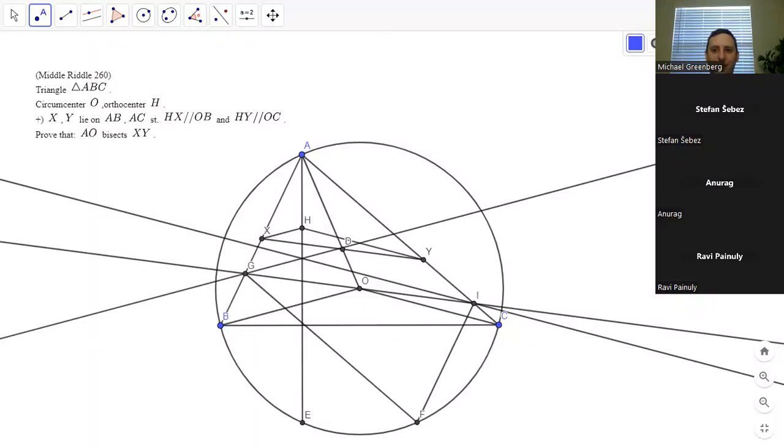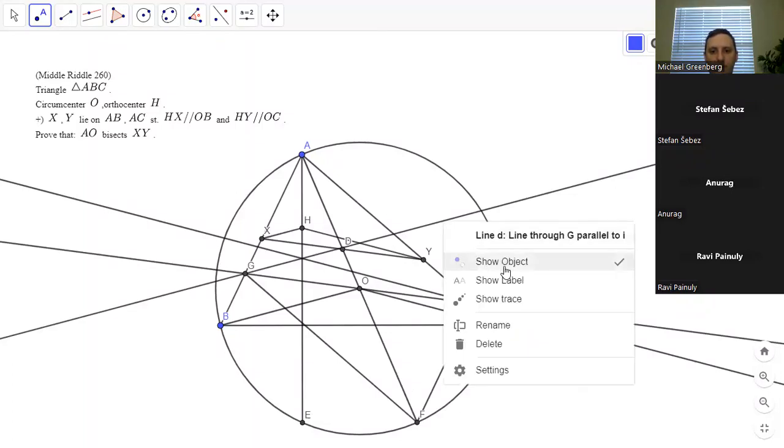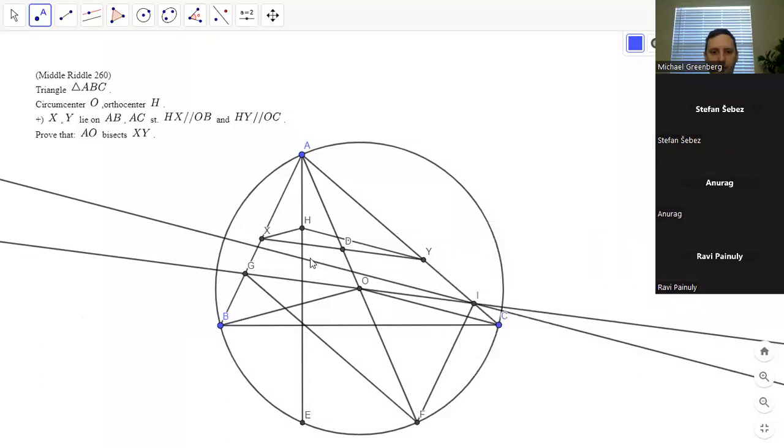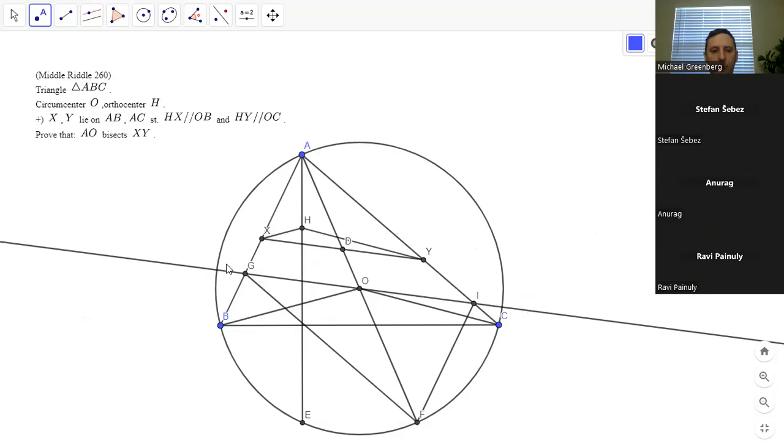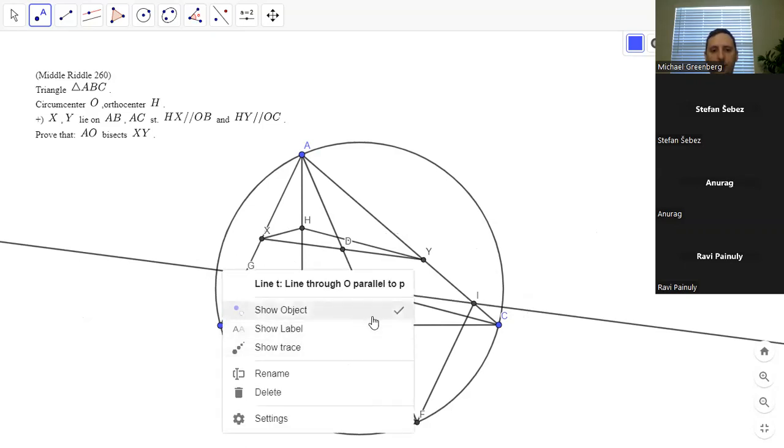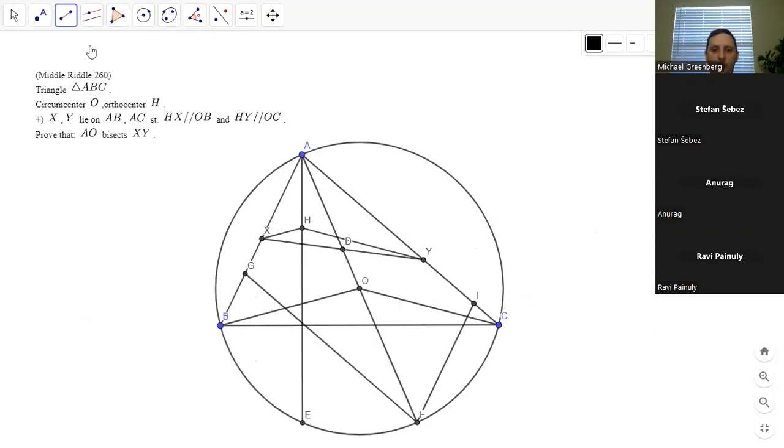I think I have an idea. I just think it might be harder than it has to be. Here's kind of what my idea was. So if we can show GI is parallel to XY, that solves it, right?